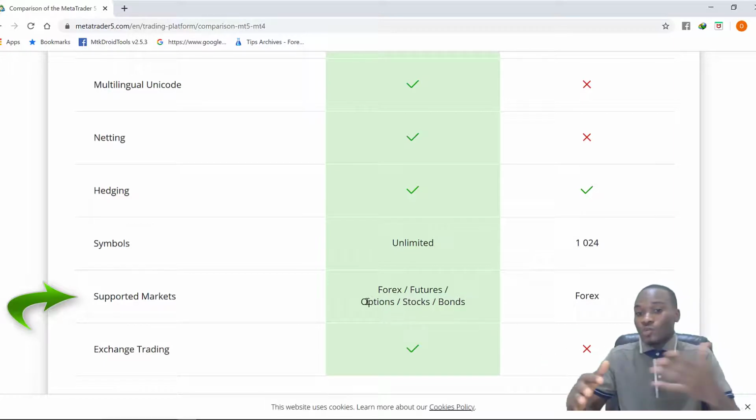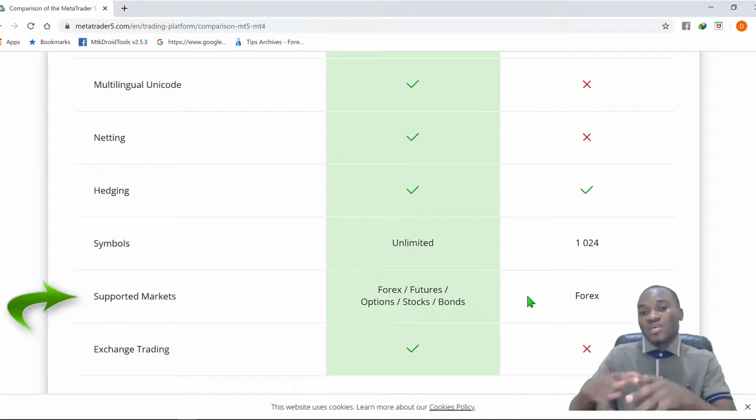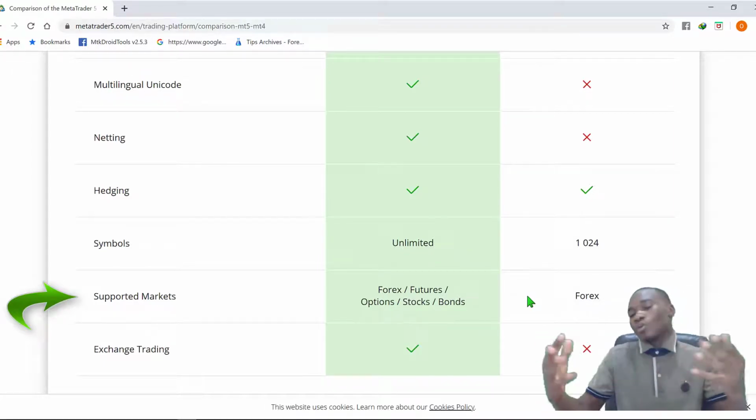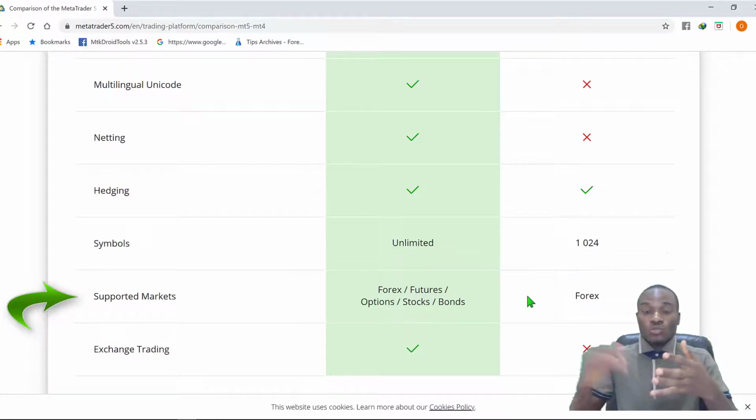Not only the futures, the options, the stocks, the bonds, you can also use it to trade forex. Whereas the Metatrader 4 is basically designed for the forex market. But with some brokerage companies, you're going to see on your chart that you're offered some stocks, commodities, and options as well. It all depends on your brokerage firm.